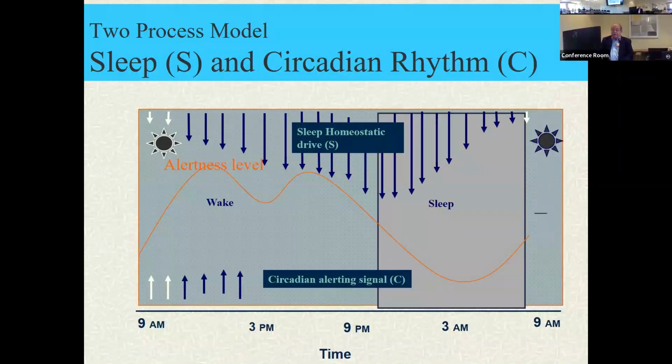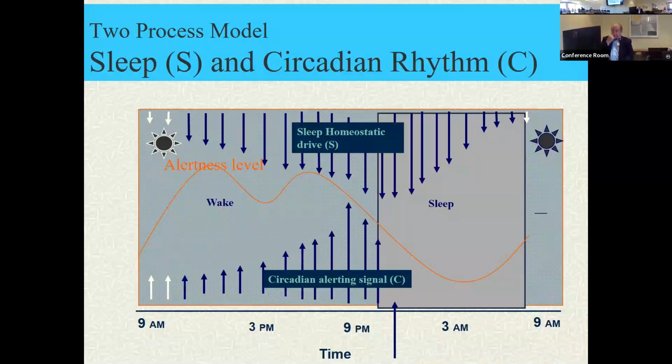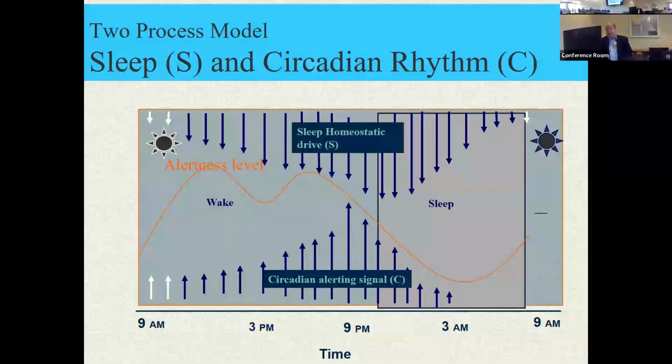Two-process model. What does it do to pose the homeostatic drive for sleep?